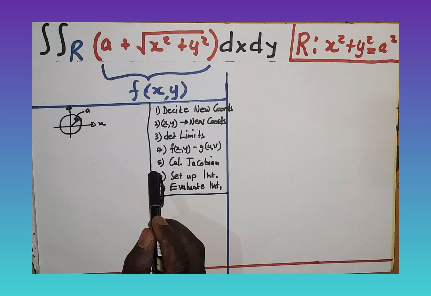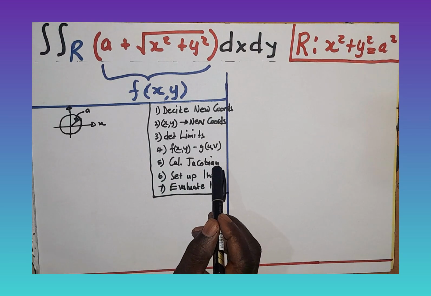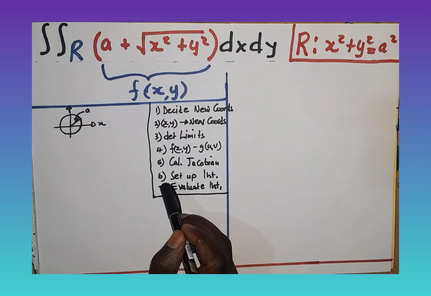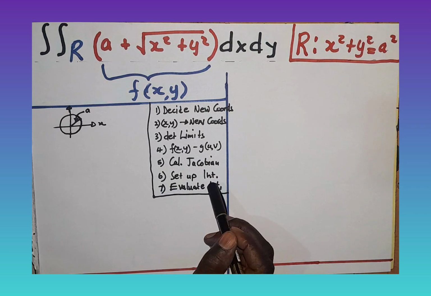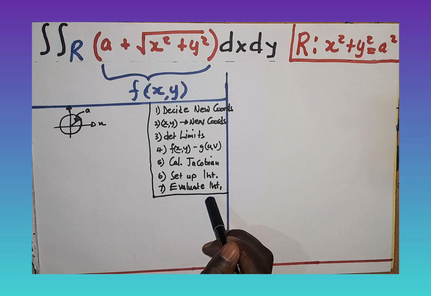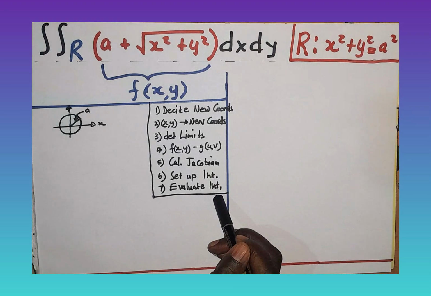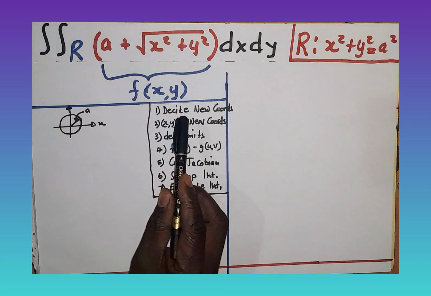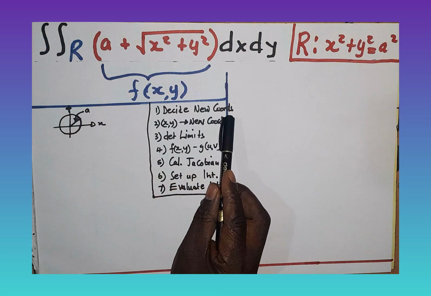Step number 5, calculate the Jacobian of the transformation. I'll talk about the Jacobian in a minute. Step number 6, we set up our integral. Step number 7, finally, we evaluate our double integral. Now, let's go to step number 1. Step number 1 says, decide on the new coordinate system.